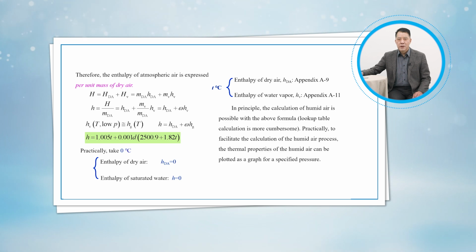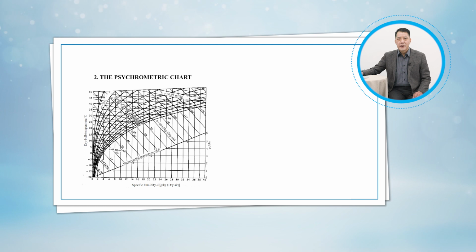In principle, the calculation of humid air is possible with the above formula. Practically, to facilitate the calculation of the humid air process, the thermal properties of the humid air can be plotted as a graph for a specified pressure. Now, let's talk about the psychrometric chart.